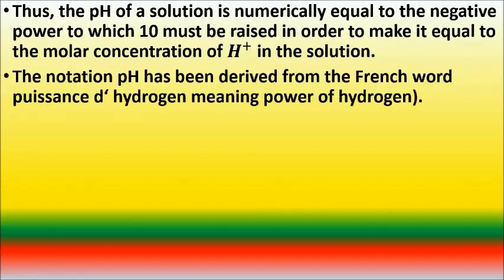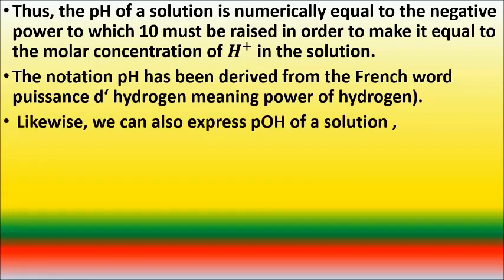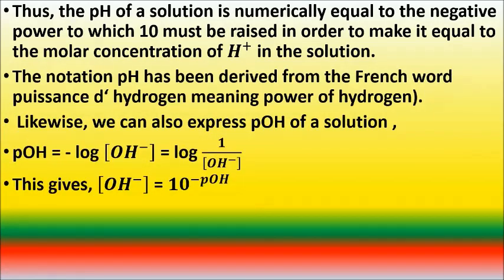The notation pH has been derived from the French word puissance de hydrogen, which means power of hydrogen. Likewise, we can also express the pOH of a solution. How can we write it? pOH is equal to minus log of the molar concentration of OH minus. Removing the negative sign, we can write log 1 by the molar concentration of OH minus. And here the molar concentration of OH minus is equal to 10 raised to minus pOH.